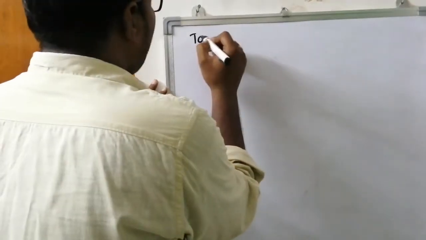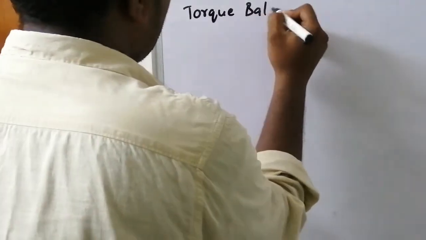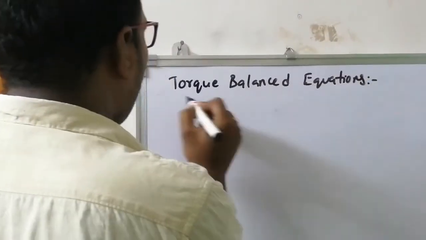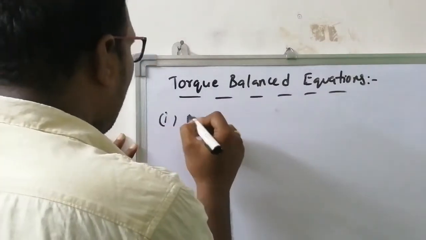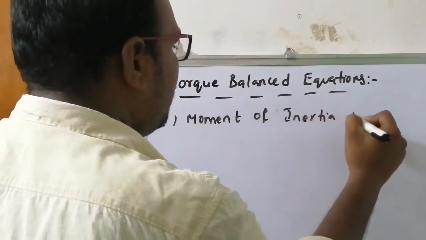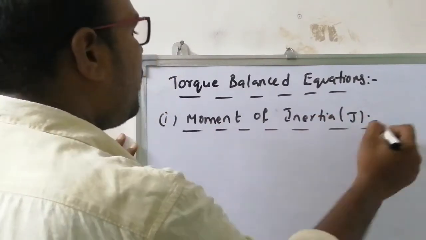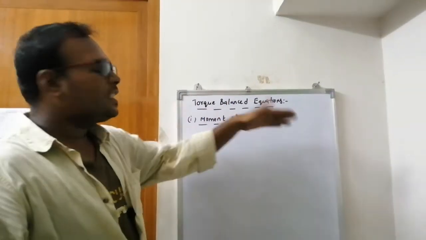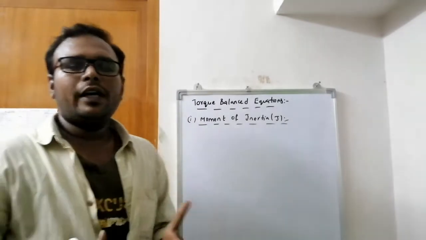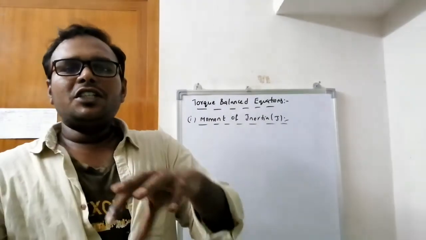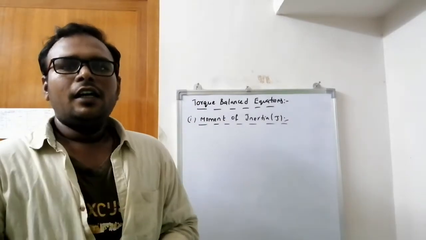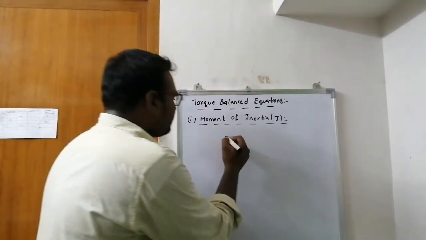Okay friends, torque balanced equations. From here, the first one is the moment of inertia J. For this moment of inertia we are going to write a torque balance equation, that is, an equation for the moment of inertia in terms of torque. Torque is the force applied on a rotational path, and we call that force a torque. Clear?